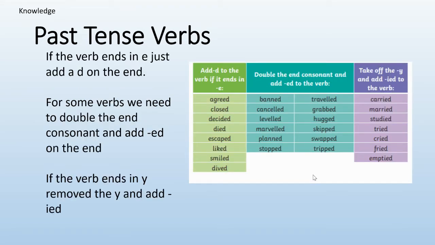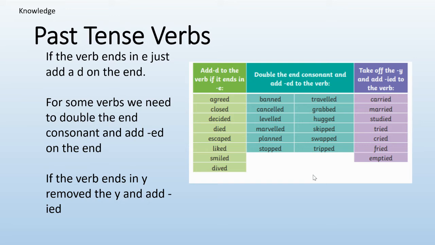If a verb ends in E, we just add a D on at the end. An example here is agree. So agree ends in an E, so to make it past tense, I just add a D on at the end. For some verbs, we need to double the end consonant and then add ed at the end.